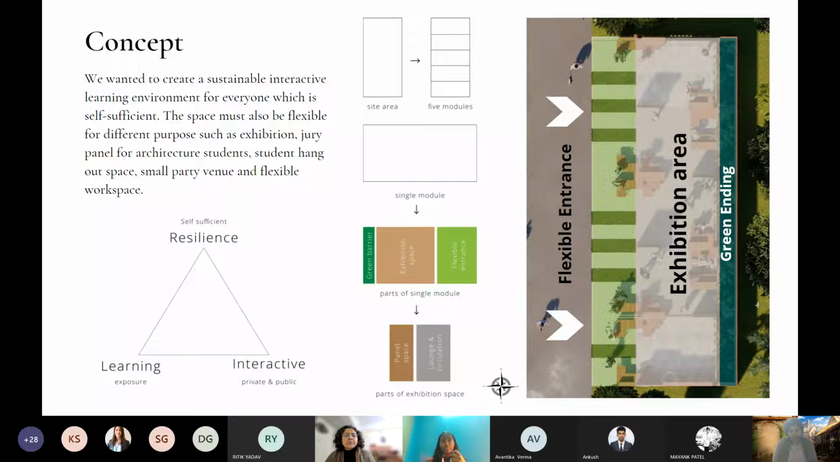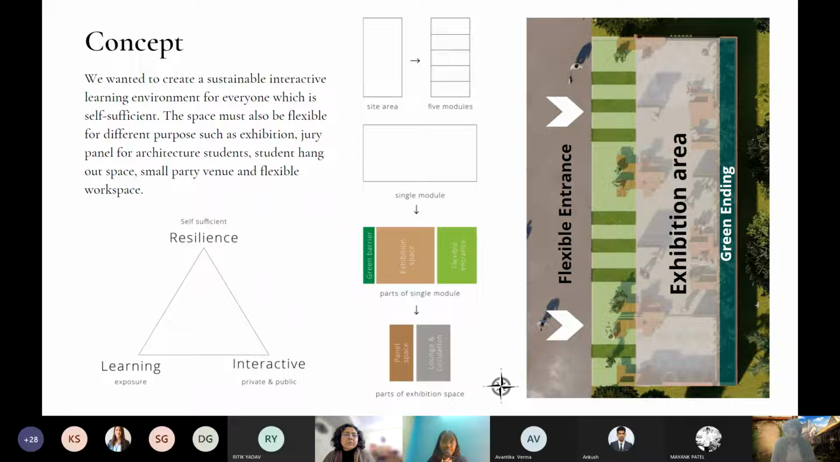After all this initial exploration, we came up with a concept that we wanted to create a sustainable interactive learning environment which is self-sufficient, such as producing its own energy. The space must also be flexible for different purposes such as exhibition, where we can display jury panels, a hangout space, maybe a small party venue, or a flexible workspace. So we designed the space for various sizes in order to maximize utilization even when there is no presentation happening.